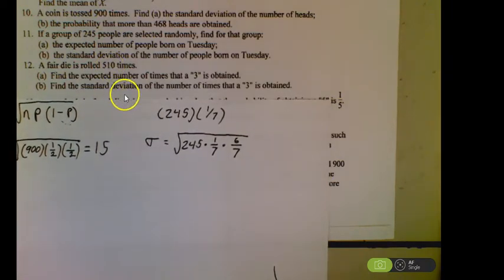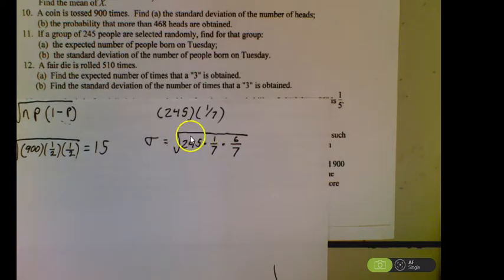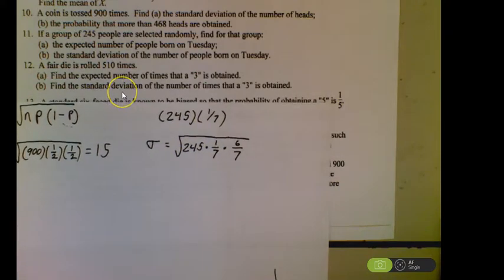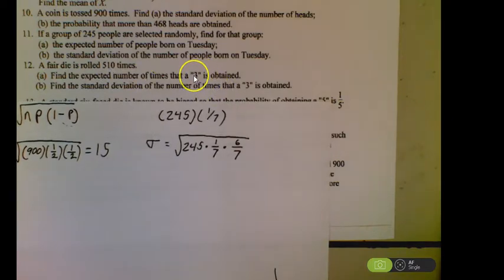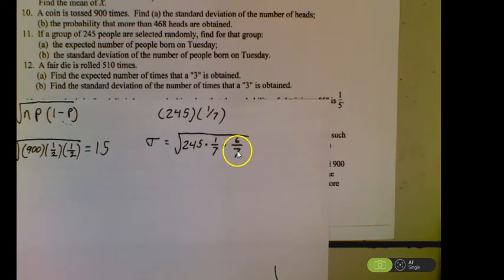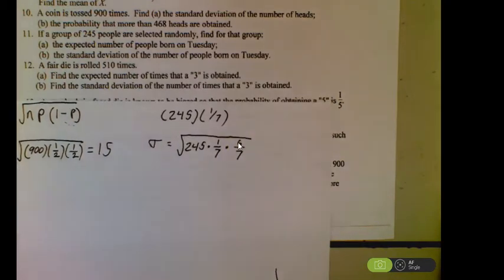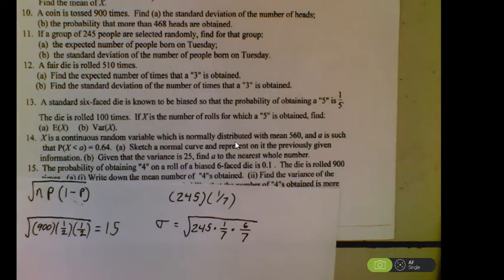And then for part B, just the same thing that we did on the previous question with that formula to get the standard deviation of getting the 3. So again, you'd have your 510 is n. Your probability of success is 1/6. And then the 1/6 would go here, and then your probability of failure would be the other 5/6 left over for that one for number 12. So jumping on to 13.